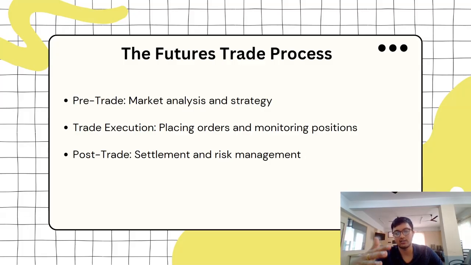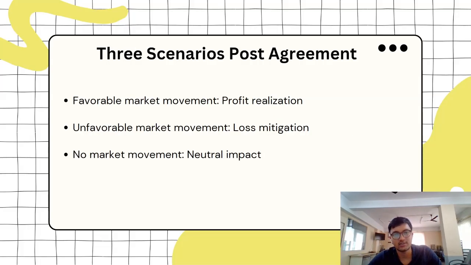Every day the futures contract will be settled on an M2M basis. So at the end of the day, you should have that much margin so that it can easily book profits and take losses, if any, that arise on that particular day. Let's look at three scenarios after the agreement: favorable market movement, unfavorable market movement, and no market movement.